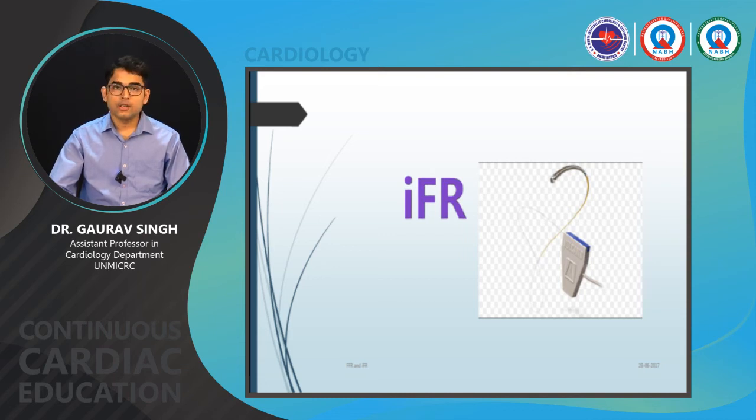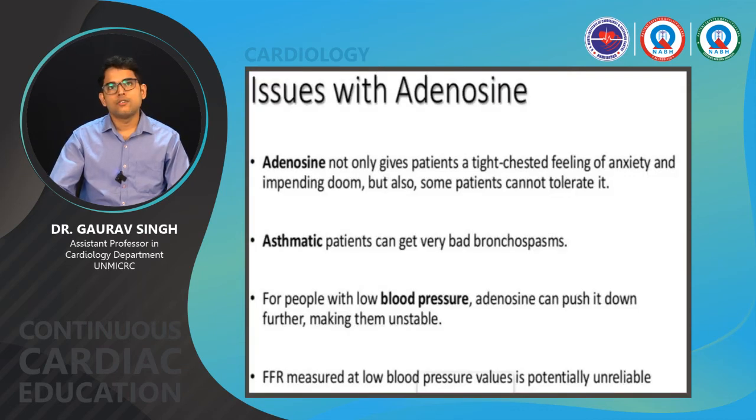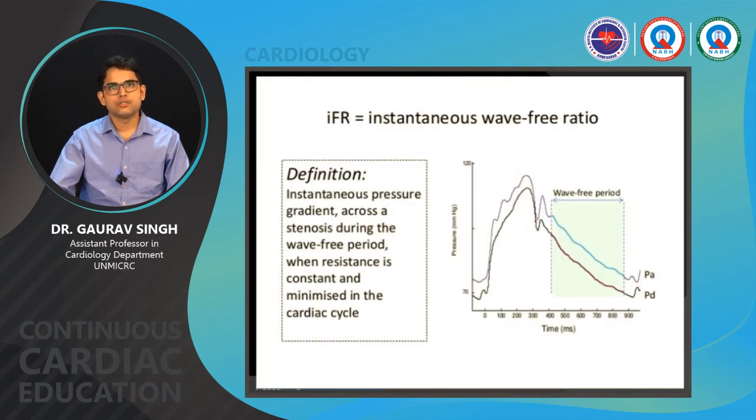So there is a new term, iFR. iFR is basically similar to FFR, but in iFR, that is instantaneous wave free ratio, we don't need to give any hyperemic agents like adenosine. So it is safe in asthmatic patients. iFR, that is instantaneous wave free ratio, is by definition the instantaneous pressure gradient across a stenosis during the wave free period, when resistance is constant and minimized in the cardiac cycle.